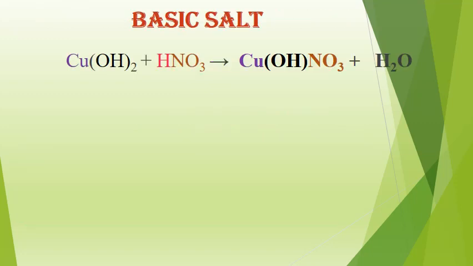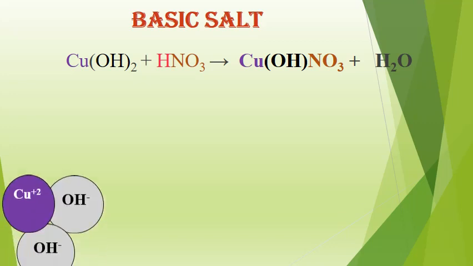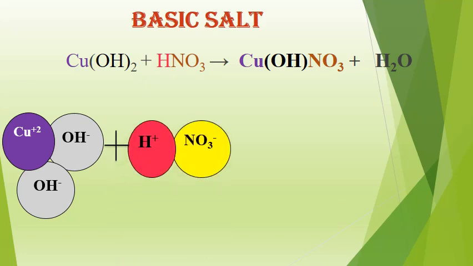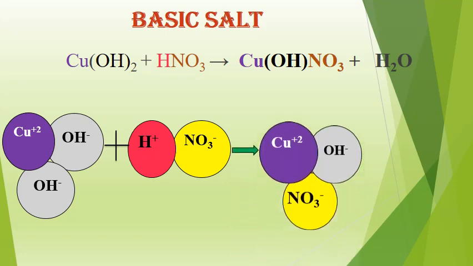Now I have copper hydroxide reacting with nitric acid, giving me a basic salt and water. So let's see. Copper hydroxide is a diacidic base, so it has two hydroxyl ions present here. Both these hydroxyl ions can be replaced by an acid radical. Now it is reacting with nitric acid. So when nitric acid is reacting, what's happening?